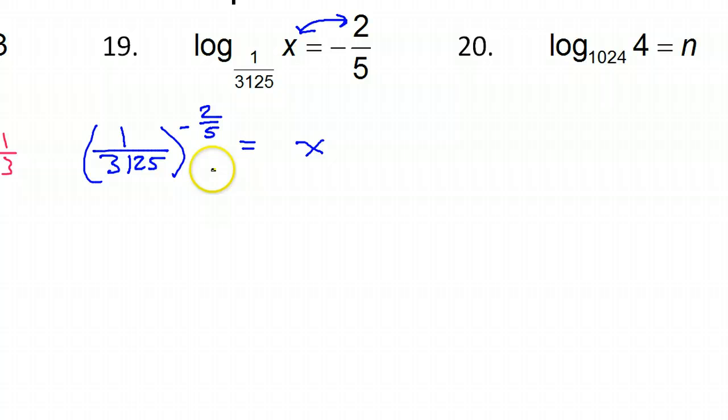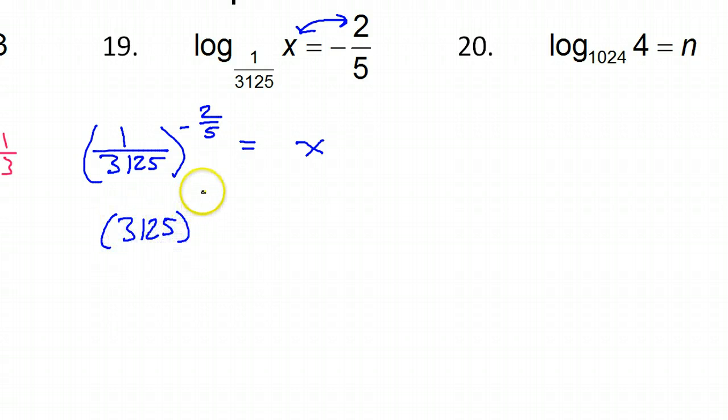Okay, now x is by itself, so all I have to do is simplify this. Now remember, if you have a fraction with a negative power, the easiest thing to do is do the reciprocal and make it positive, remember? So this would be the same thing as having 3,125 to the 2/5 power. Okay, because this is the reciprocal of this.